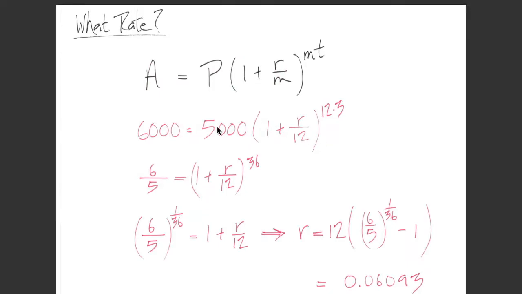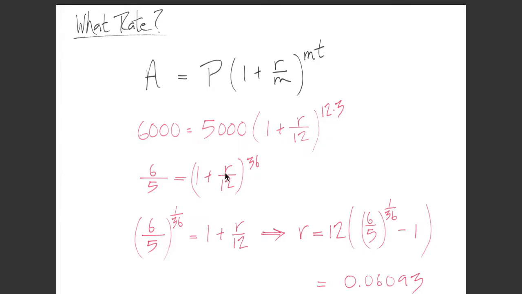In this process, you're basically going to be using properties of exponentials and logs in order to solve an equation. The first thing I'm going to do is divide both sides of this by 5,000. So I'll get 6,000 over 5,000 on the left-hand side, and I'm left with 1 plus r over 12 to the 36 power. That's just the 12 times 3 here on the right-hand side.